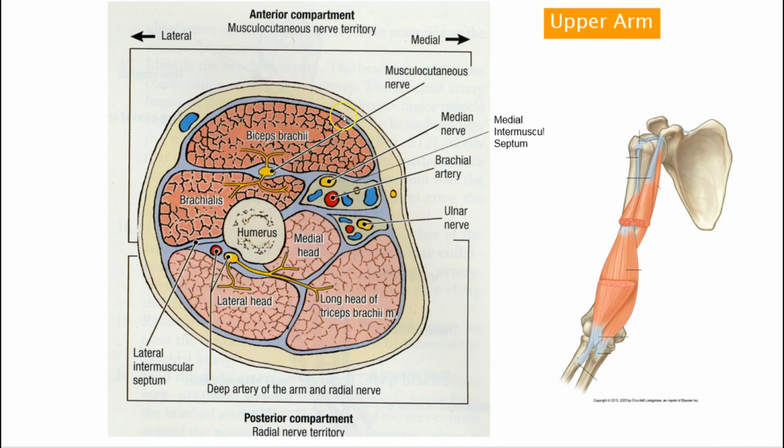Here we can see a cross section of an arm, and in the extremities we'll look at cross sections quite a bit.